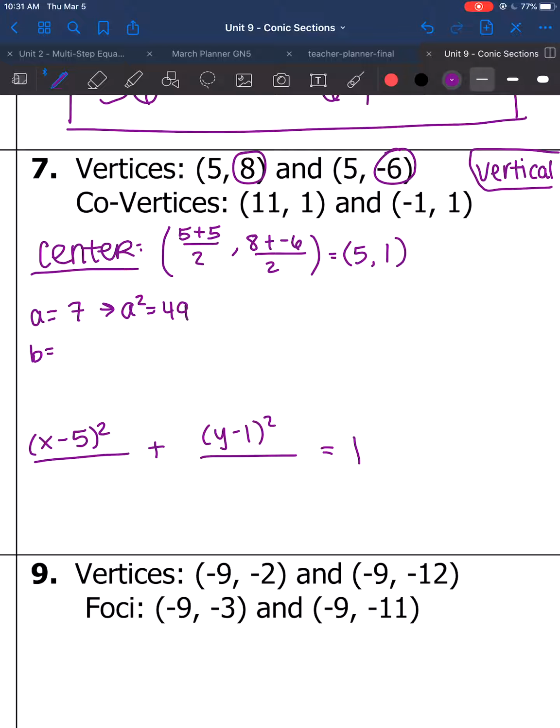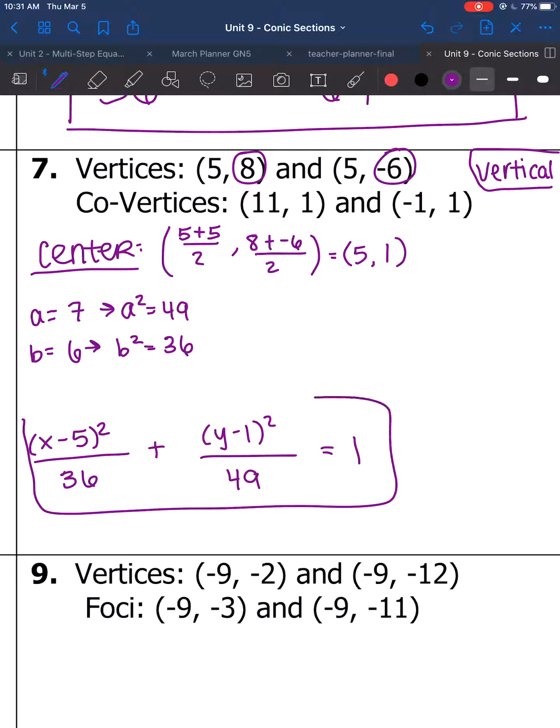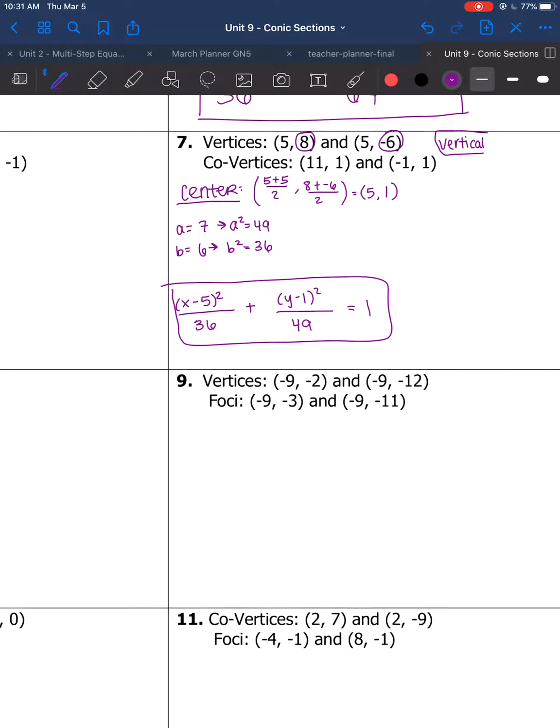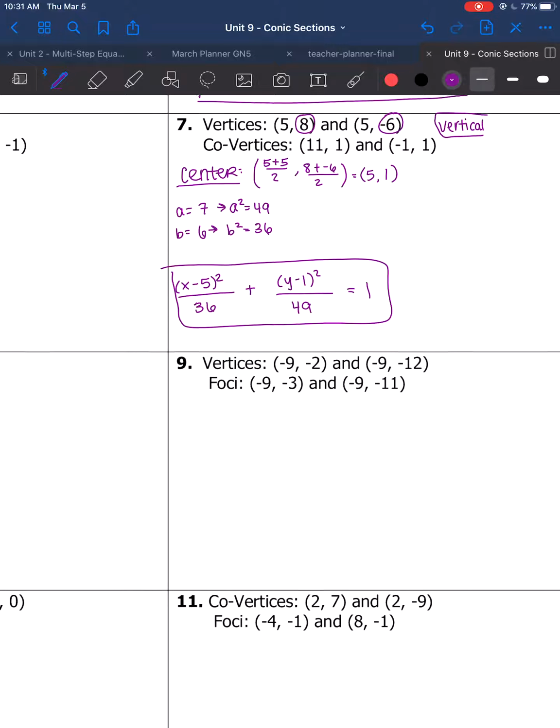And then for my co-vertices, 1 doesn't change. But between -1 and 5, there is 6. Or between 11 and 5, there's 6. So b squared is 36. So you just have to do some basic subtraction or addition, whichever you would prefer. So there's your equation in standard form.